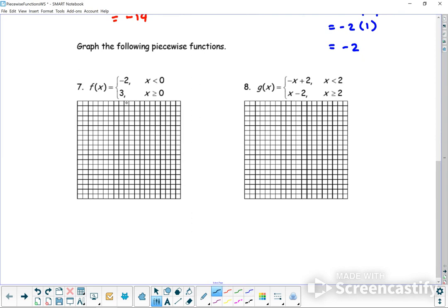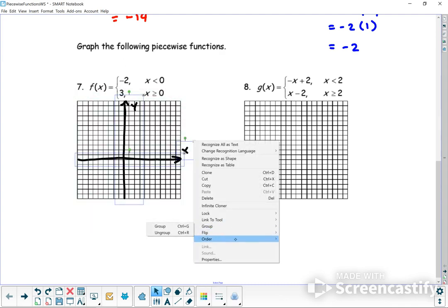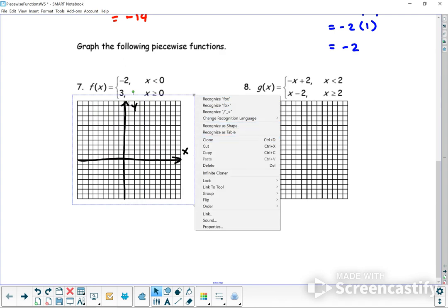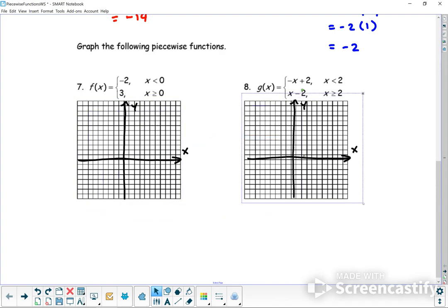I'm just going to go ahead and make a line for my x-axis and my y-axis. So that's my y-axis. This is my x-axis. I'm going to go ahead and group it, and duplicate it so I can put it on this one right here as well. I'm going to lock it in.